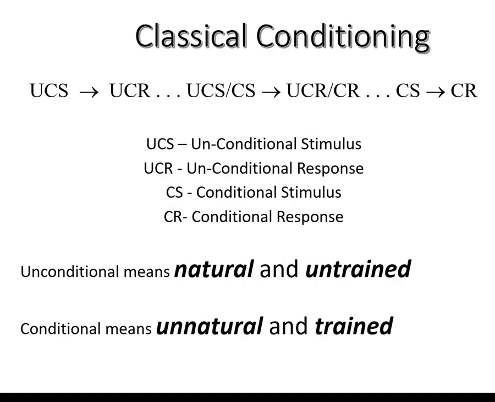So this is the conditioning formula. You will have to work it and understand it for the test. So to start off with, UCS means unconditional stimulus. This arrow means gives. UCR means unconditional response. So the unconditional stimulus gives the unconditional response.